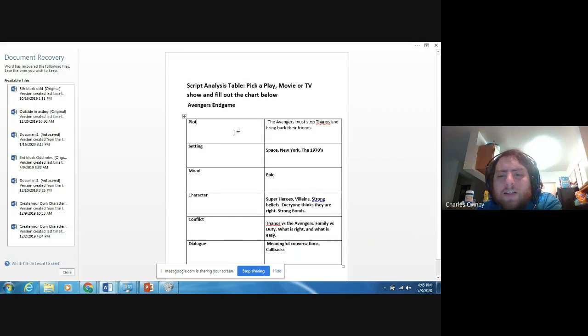So for plots, we decided to go with just a very simple, basic plot for this. And that is the Avengers must stop Thanos and bring back their friends. Easy breezy, beautiful, right? Setting. We have a couple of different settings in Avengers Endgame. We've got space, we've got New York, we've got the 1970s for a different point, and they bring all of these to life through the scenery, right? And what's going on. They say, "Hey, I'm on this other planet," or you can see it through the scenery, right? The costumes as well kind of helped with the setting, and we talked about that in our costume lesson.